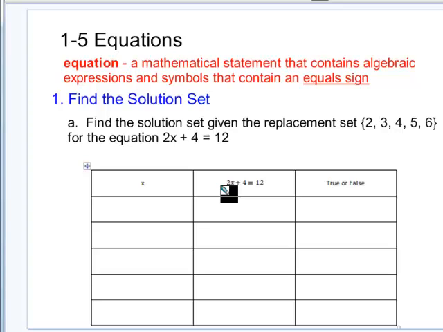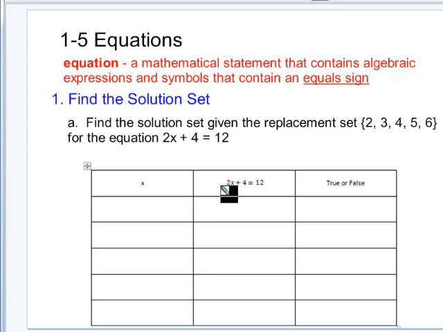Number one, we're going to find the solution set. And a solution set is a set of numbers, we usually indicate with braces, that are solutions to a given equation. Okay? And in this problem, we're going to be given a replacement set. We're going to be given some numbers to replace the variable x in the equation with. Okay, so the replacement set in this problem is 2, 3, 4, 5, and 6. And the equation is 2x plus 4.